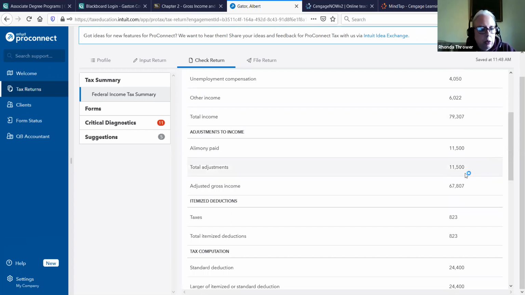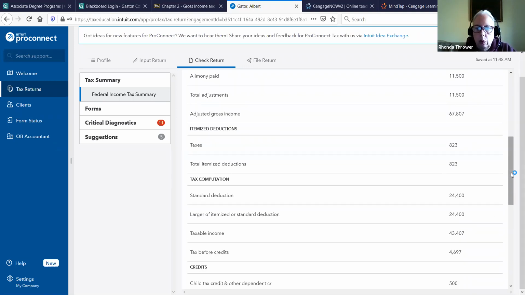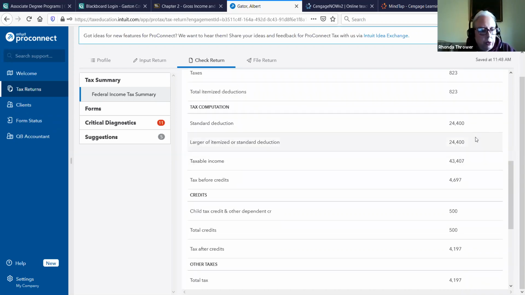And that was the total amount of our adjustments. So our adjusted gross income is $67,807. So we're correct so far. For your itemized deductions, they've just got 823 now. So your standard deduction's higher. So we're going to leave the standard deduction in right now because it's larger than the itemized. Your taxable income is $43,407.